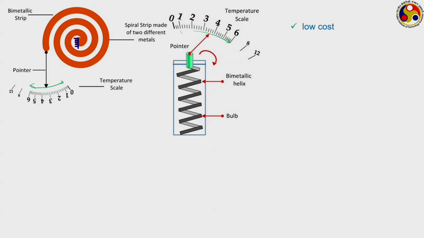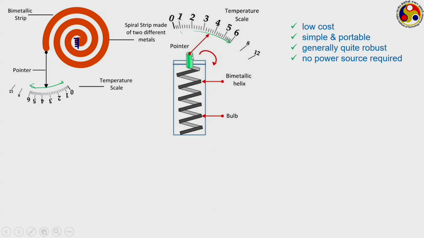There are several advantages of such bimetallic devices: very low cost, simple and portable, we can always take them anywhere for measurement purposes, they generally are quite robust, and no power source is required, which is a big advantage. And physical inspection is quite easy because you are talking about a small device with simple machinery.